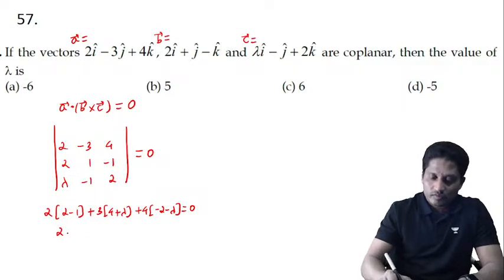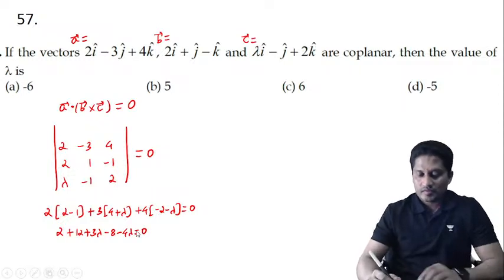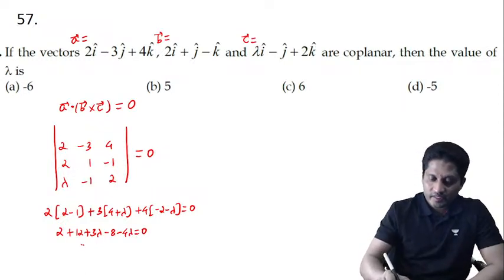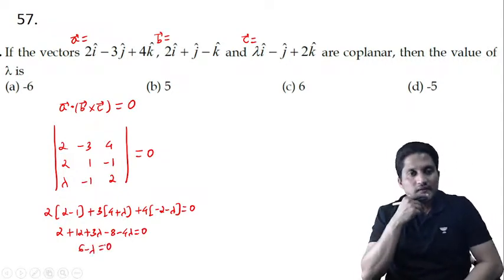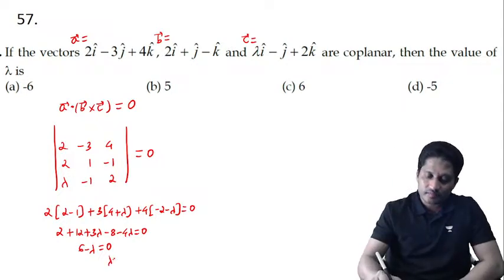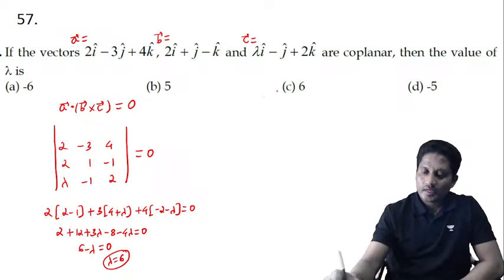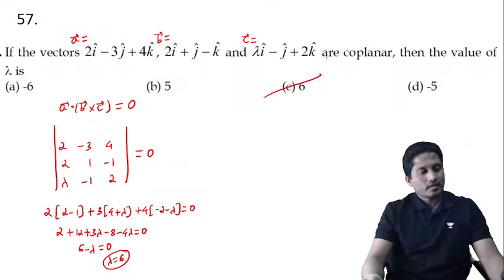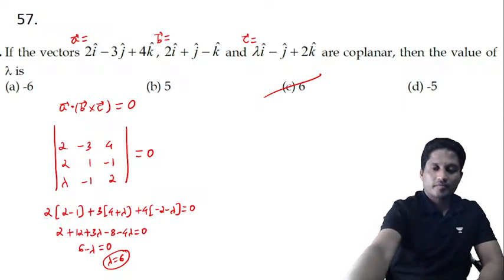So this is 2, 4 into 3 is 12 plus 3 lambda, minus 8 minus 4 lambda is equal to 0. So this is 6 minus lambda equal to 0. 12 minus 8 is 4, 4 plus 2 is 6, lambda should be equal to 6. Answer is option C. Let's move to the next question.